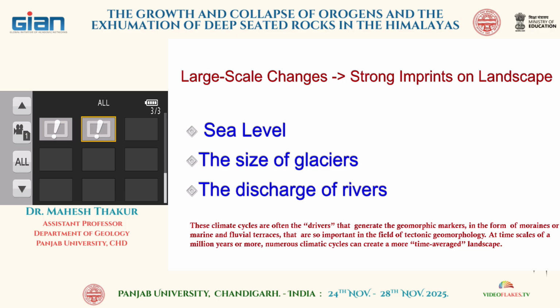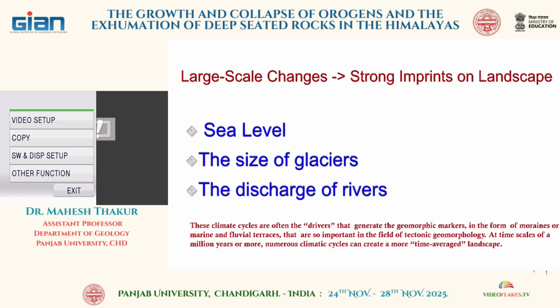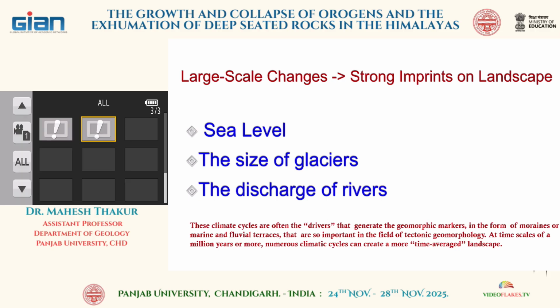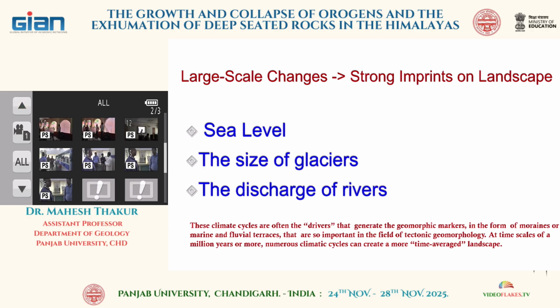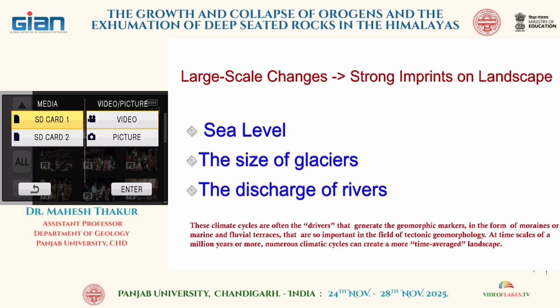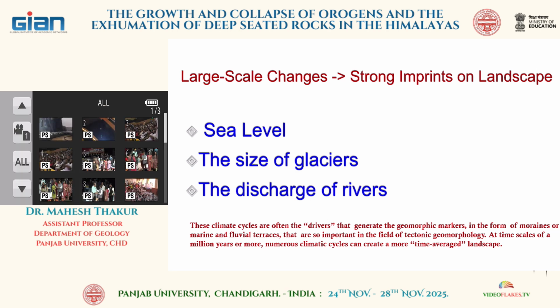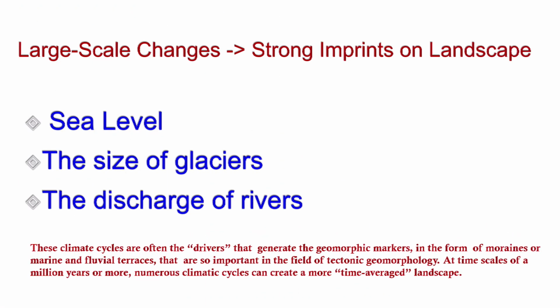So now, what are the strong imprints on the landscape? What are these major drivers which are driving this tectonic geomorphology? These are basically the large scale changes: sea level. If the sea level changes, then the size of the glaciers and the discharge of the river change. So these are the main drivers that generate the different types of geomorphic markers.